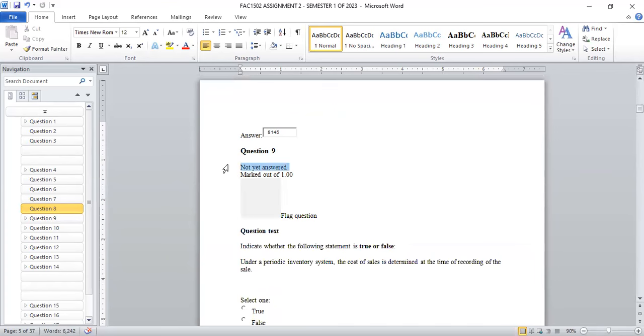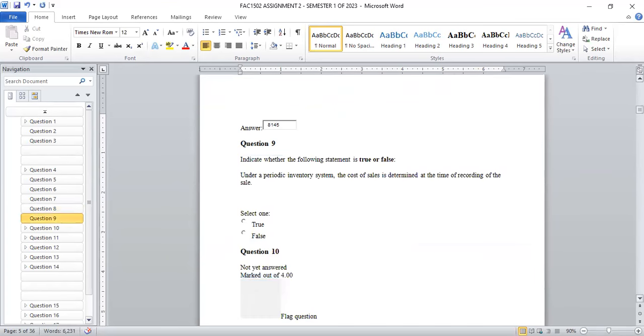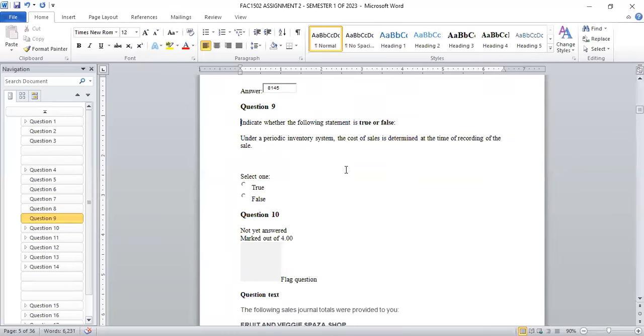Right. Number 9. Under a periodic inventory system, the cost of sales is determined at the time of recording of the sale. That's false. We record at the time of the sale when we are using what we call the perpetual inventory system. The periodic inventory system only verifies the inventory at the end of the period. So that is false.